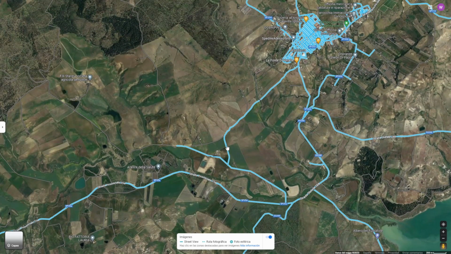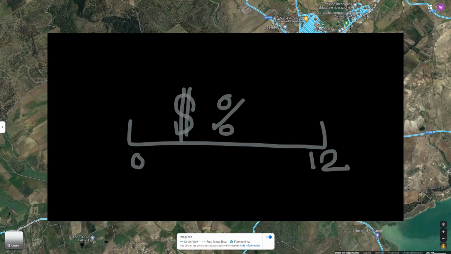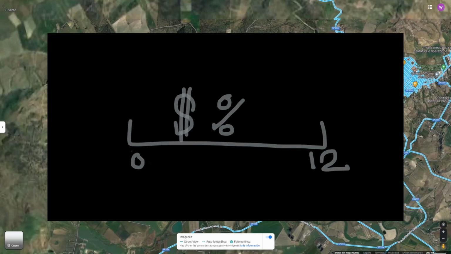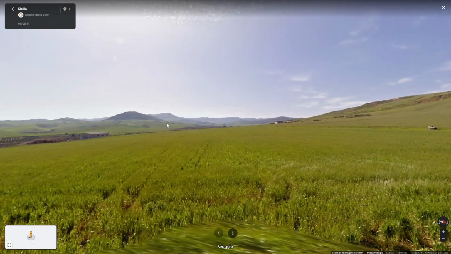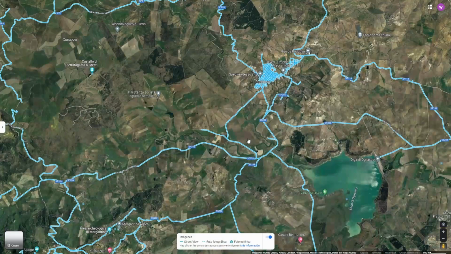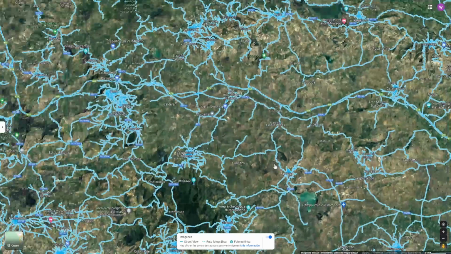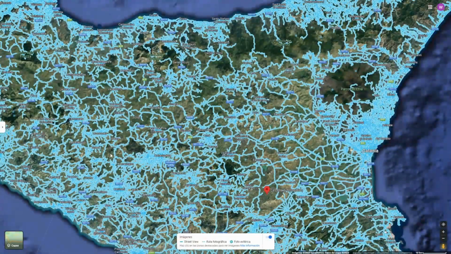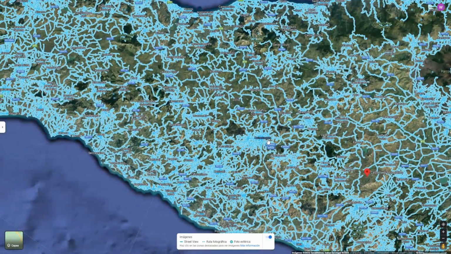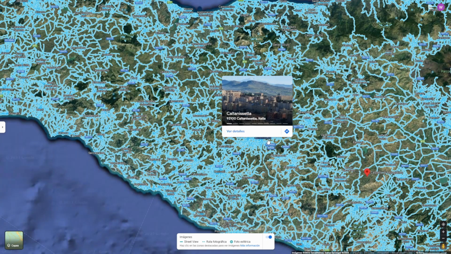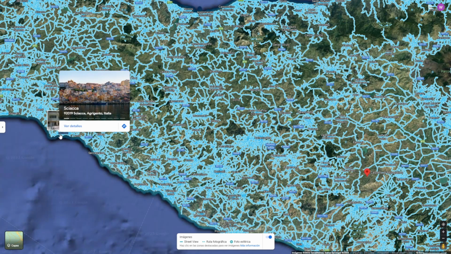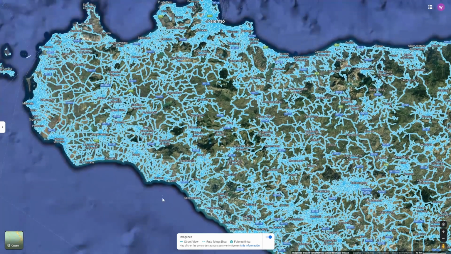APR stands for annual percentage rate, and it represents the total cost of borrowing money on an annualized basis, including interest and any other fees or charges associated with the loan. It's expressed as a percentage and is a standardized way of comparing the cost of loans from different lenders. The APR takes into account not only the interest rate, but also any fees charged by the lender, such as origination fees or closing costs.